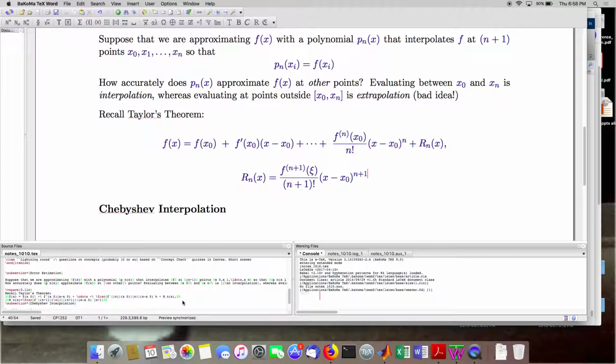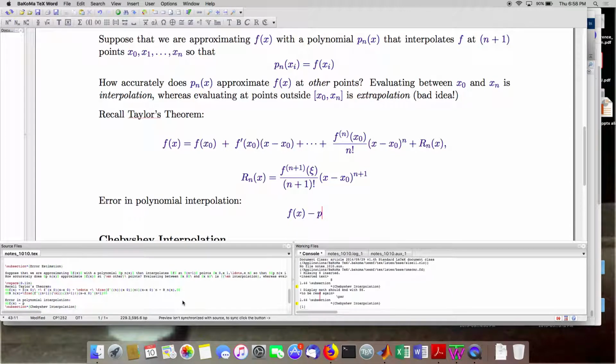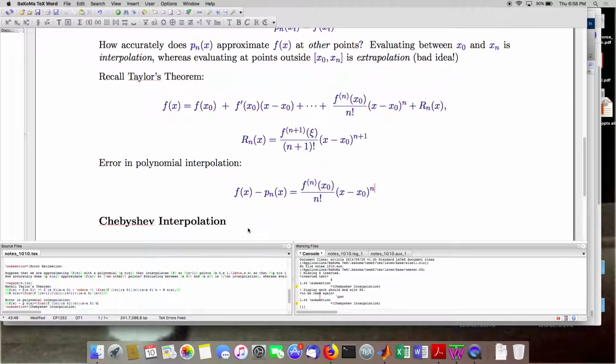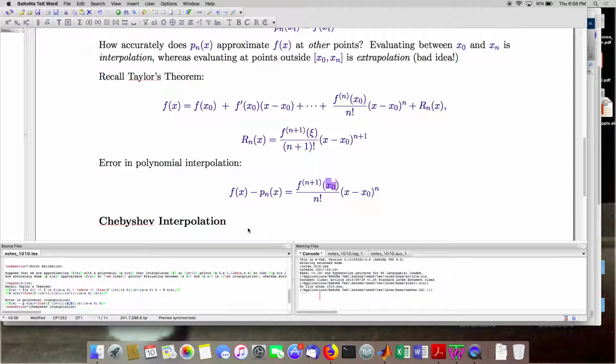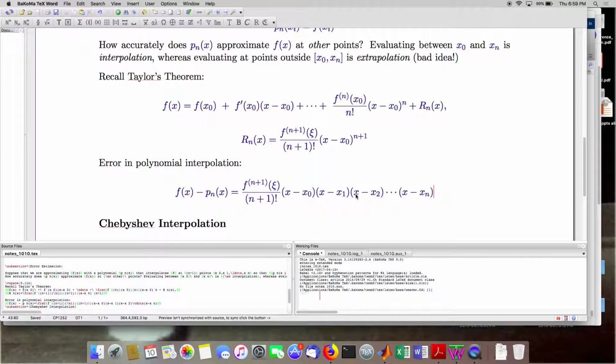Now I'm going to show you the error in polynomial interpolation because it's going to have a very similar appearance. So f of x minus p n of x is this error formula. I'm going to paste the same thing because I can just tweak it. Again, it is the n plus first derivative at an unknown point over n plus 1 factorial. So that part is exactly the same as the Taylor remainder. But we have x minus x1, x minus x2, etc., all the way to x minus xn. So it turns out that if the interpolation points x naught, x1 up to xn all collapse to x naught, this would be exactly the Taylor remainder.